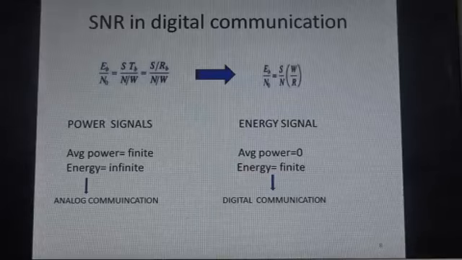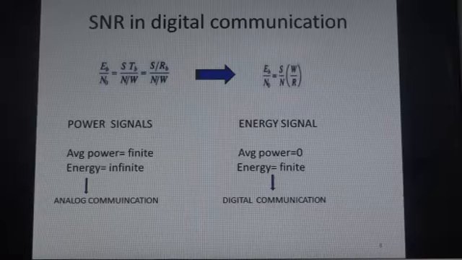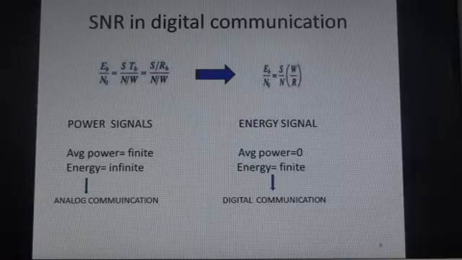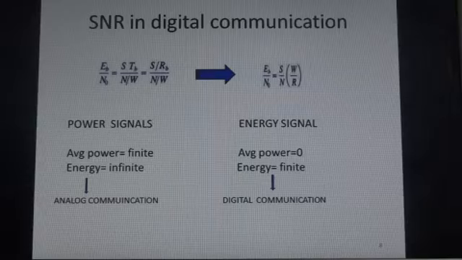Now we will consider SNR in digital communication. In analog communication, power signals have finite average power and infinite energy. Therefore, for SNR in digital communication, we use Eb/N0, which is the bit energy divided by the noise power density. It is related to SNR by the formula shown on the right-hand side, where Eb/N0 is equal to S/N times W/R, W being the bandwidth and R being the bit rate. For an energy signal, the average power is 0 and the energy is finite.